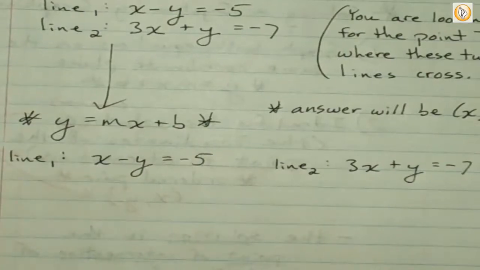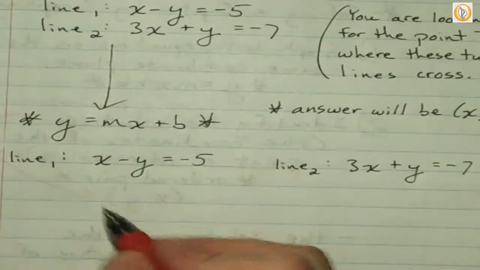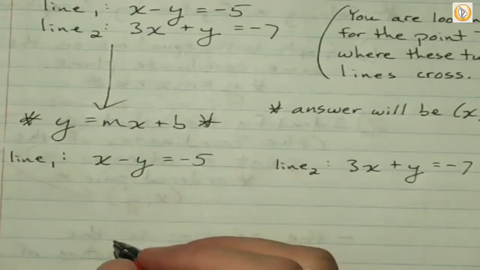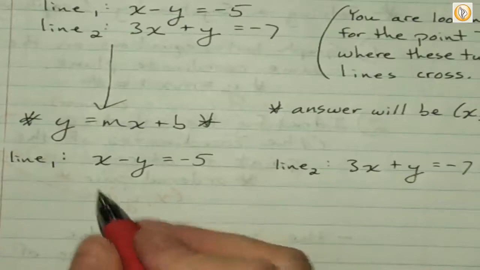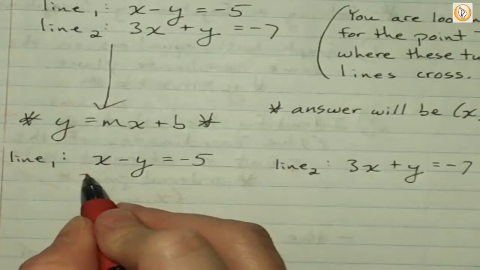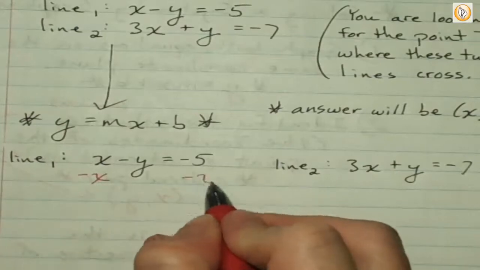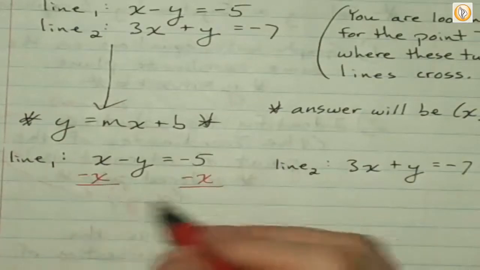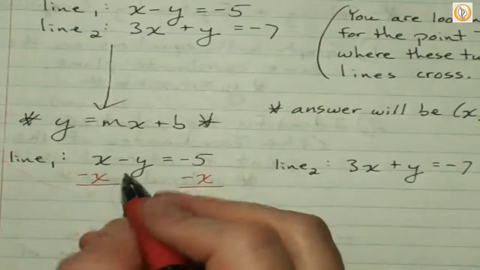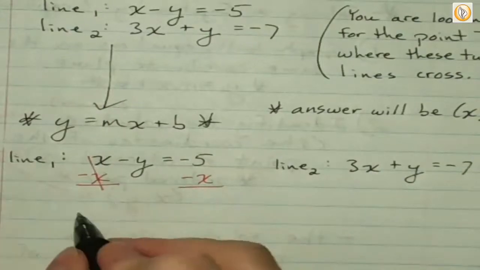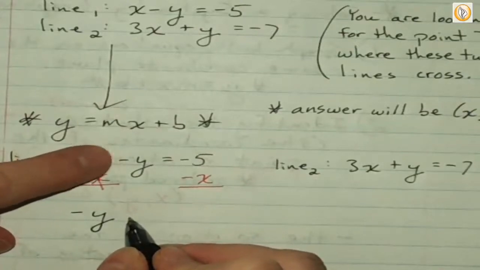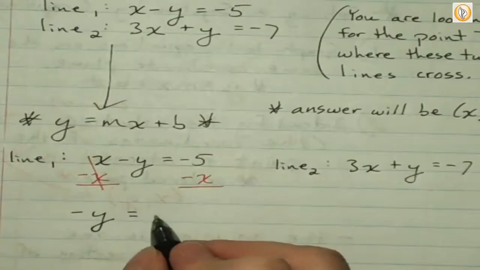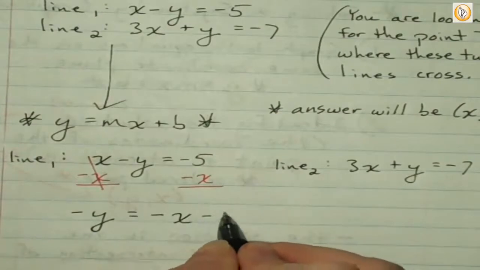Okay, so Michael, let's start with line 1. You tell me what to do. What do I move first? That's right. We're going to subtract the x on both sides because we're doing the opposite. This is positive, that's negative. And I'm left with negative y. Don't forget that negative sign. Equals negative x minus 5.